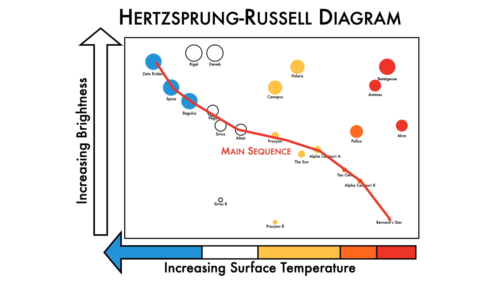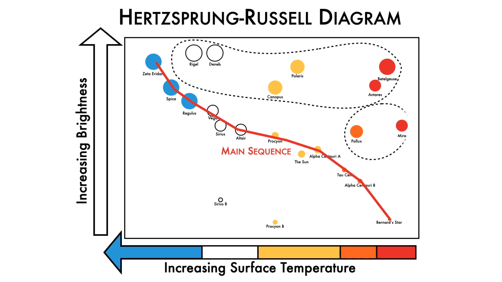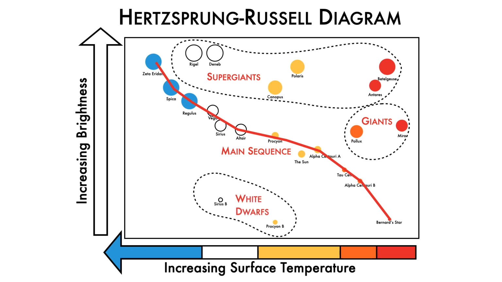Stars that have progressed to the giant and supergiant stages of their life cycle are found in the upper right corner of the HR diagram. These are stars that are very bright due to their swollen size, but whose surface temperature has decreased. Stars in the white dwarf stage of their life cycle are located in the lower left corner of the HR diagram. These are stars whose brightness is fading at the end of their lives, but that are still quite hot after having shrunken in size significantly.